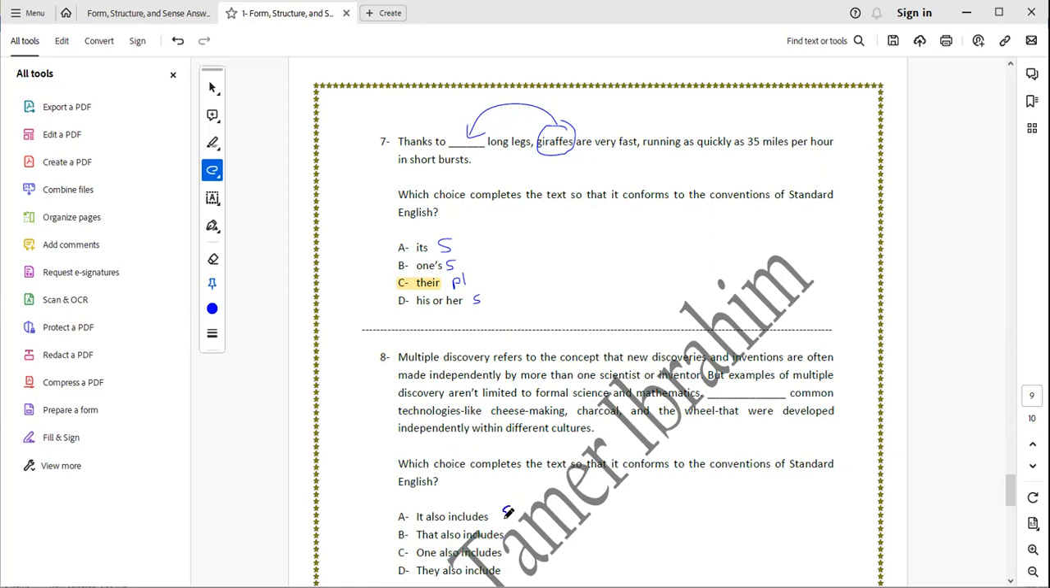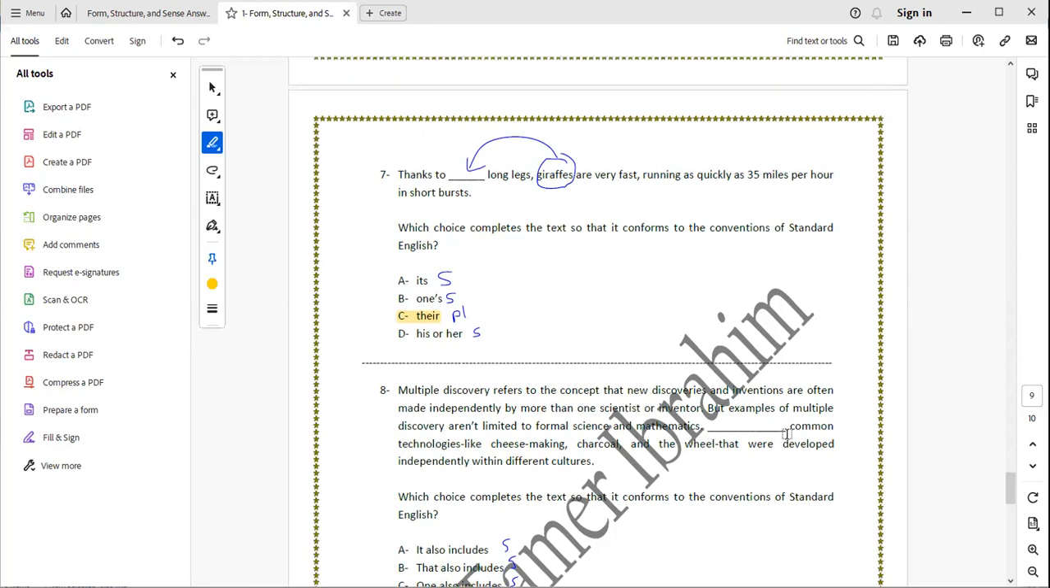It singular, we include singular. That singular, we include singular. One singular, we include singular. They plural, we include plural. I solved it from two sides, with the verb and the pronoun. So I'm gonna take the odd one out. Let's look up to find from here: what common technologies like cheese making, charcoal, and the wheel that were developed independently with different cultures. Nothing indicates. Let's look at before. But examples of multiple discovery aren't limited to formal science and mathematics. So we're talking about the examples.